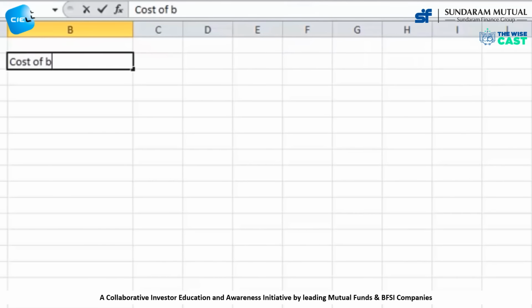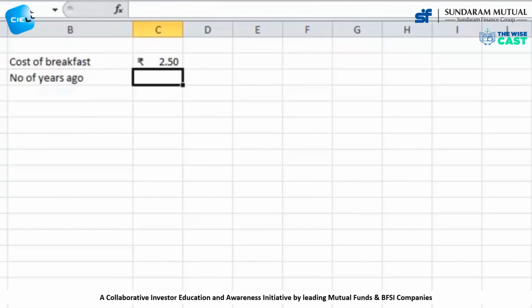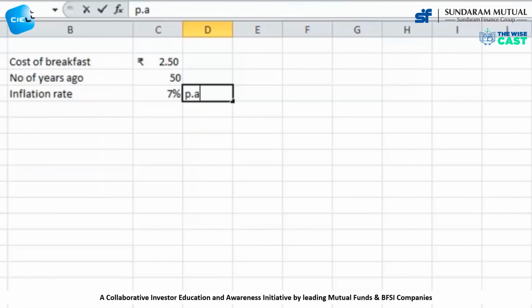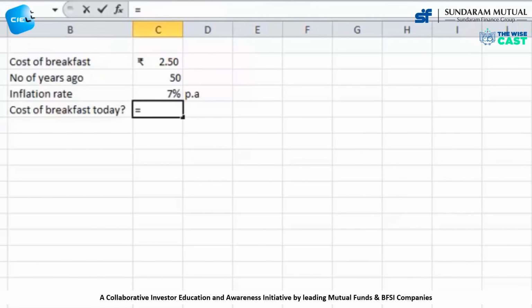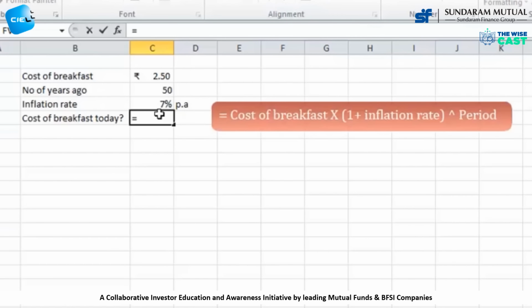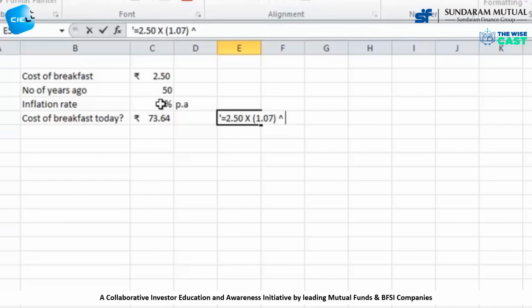Let us enter this data into a spreadsheet to understand the time value of money. Money spent 50 years ago was 2 rupees 50 paise. Inflation rate, let's assume, was 7% per annum. If grandpa bought his breakfast now, how much would he pay? Let's type in the formula to compound the value of 2 rupees 50 paise. The result is 73 rupees 64 paise. We have compounded 2 rupees 50 paise by the rate 7% over 50 years to get 73 rupees 64 paise.